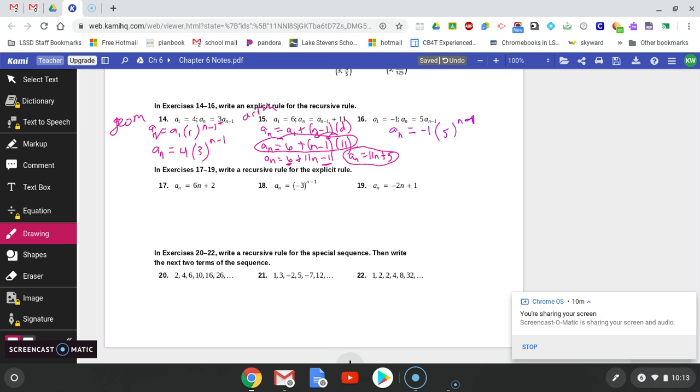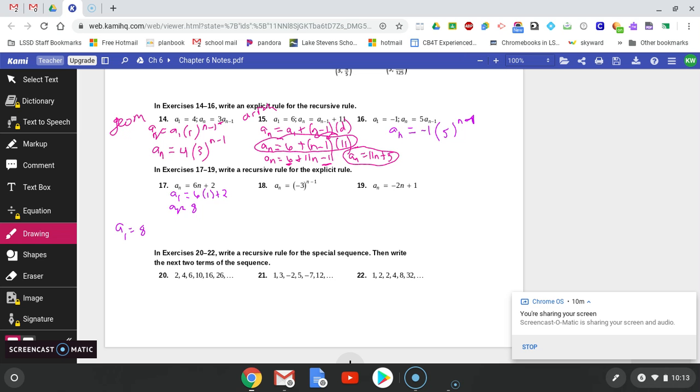So now it's giving us the explicit rule, the rule that we've already learned, and we are supposed to write the recursive rule. So we need two things. We need our multiplication pattern and we need our first term. So to find our first term, all I need to do is plug in a 1 for n. So that means I'm looking for a sub 1. So 6 times 1 plus 2, which would give me 8. So my first term is 8. So I'm going to write a sub 1 is equal to 8.